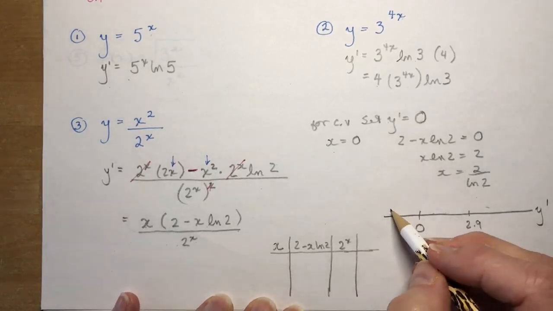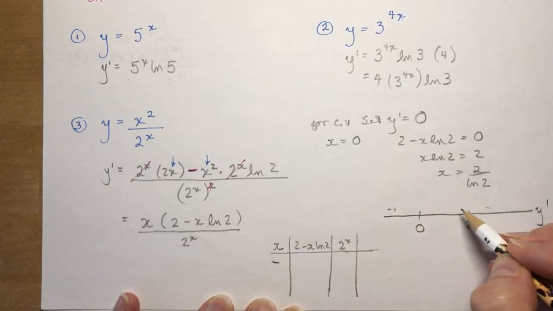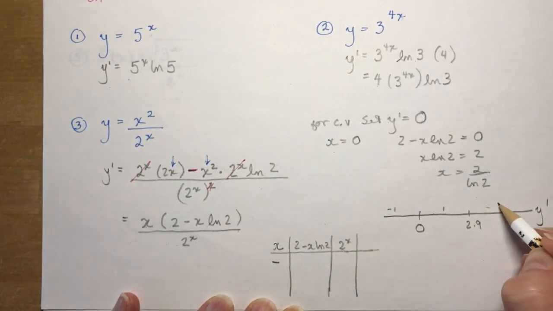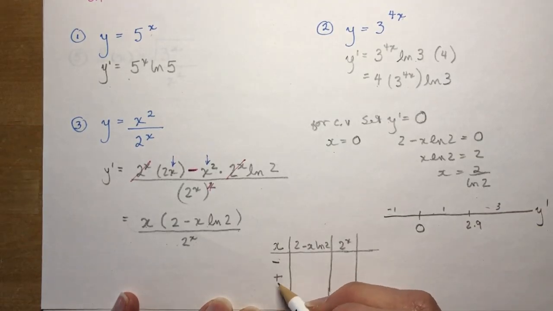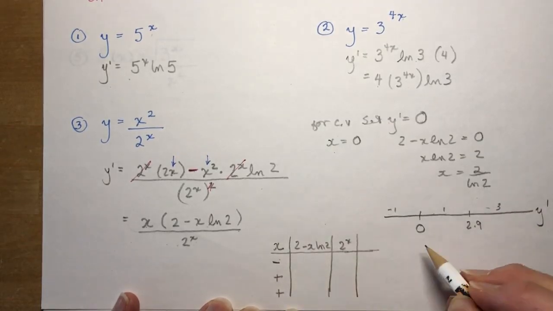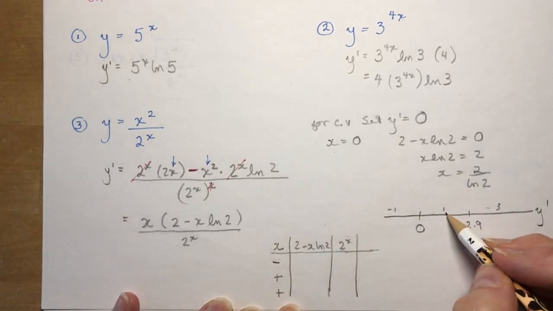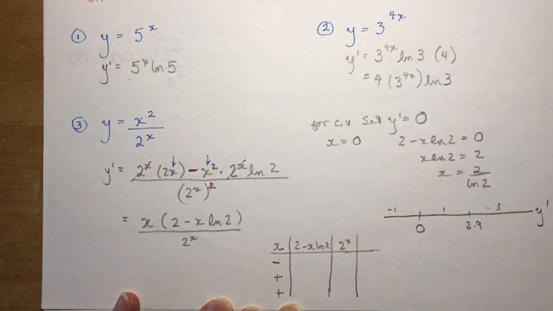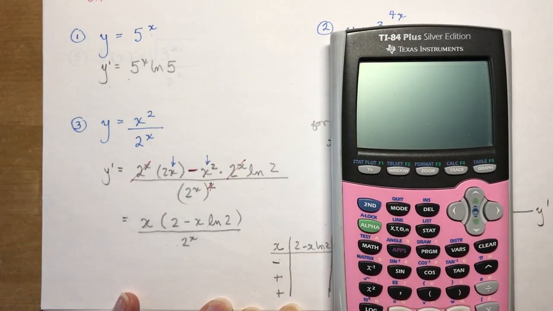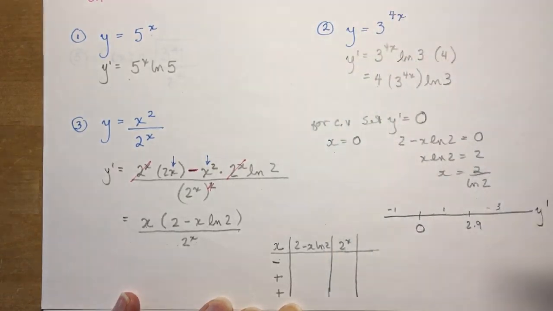Okay, so if I put in -1, this will be negative. Let's pick some numbers. We're going to pick -1, 1, and 3. So -1, 1 would be positive, 3 is positive. Now I need to know what 2 minus x ln 2 is. So the ln of 2, let's just take a look at what the ln of 2 is here. Let's just ask the calculator, what is the ln of 2? Ln of 2 is 0.69.